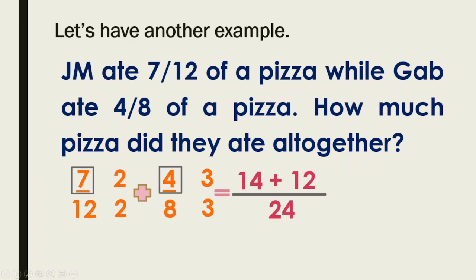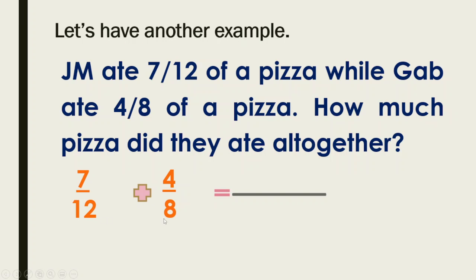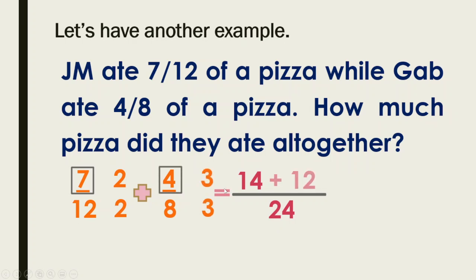Okay po? Ulitin natin. So, yung 12 and 8, ang LCD na nakuha is 24. 12 naging 24 by multiplying 2. So, since nag-multiply ka ng 2 sa denominator, magmumultiply ka rin ng 2 sa numerator. 7 times 2 is 14. Now, 8 naging 24 by multiplying 3. So, magmumultiply ka rin ng 3 sa numerator na 4. 4 times 3 is 12. So, 14 plus 12 is 26 over 24.